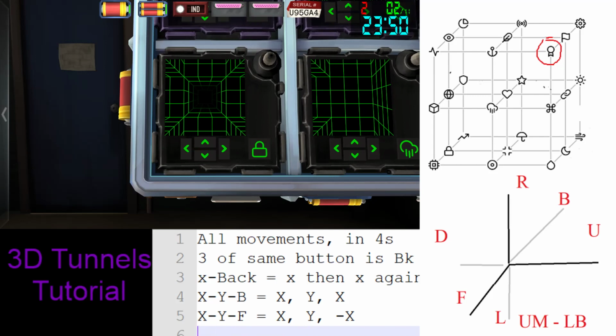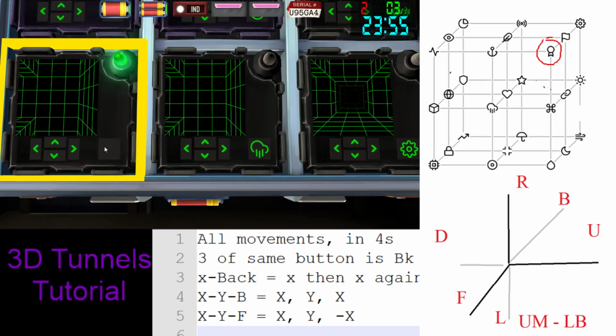And then we have lock, which is down left. So just down left. Down left. Let's do another one.